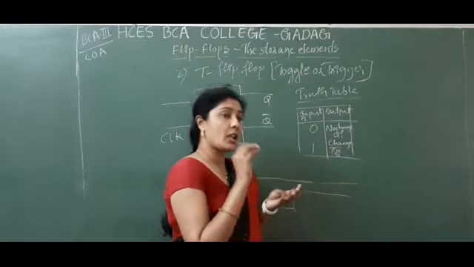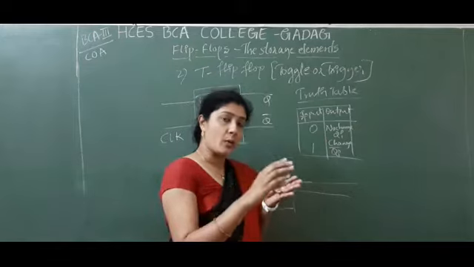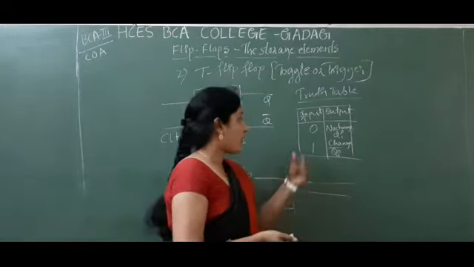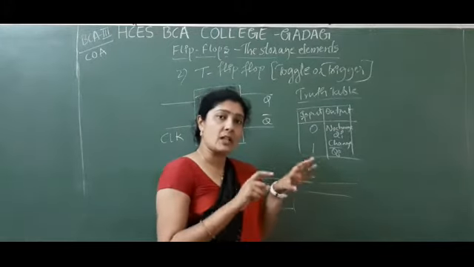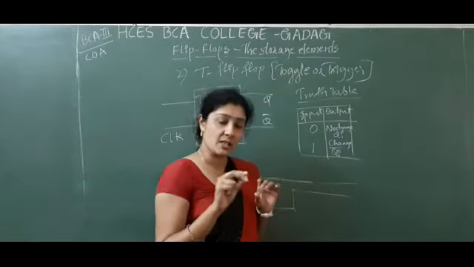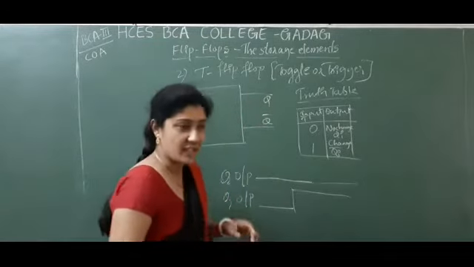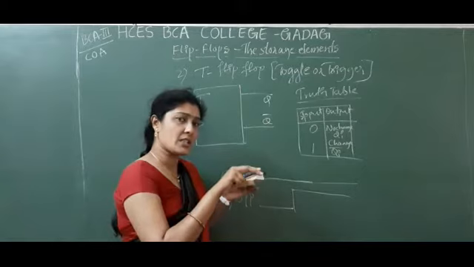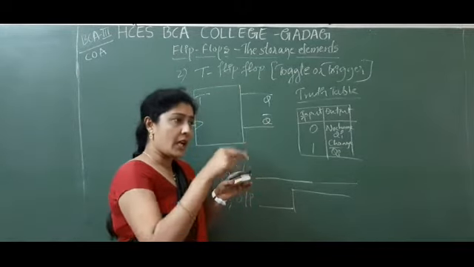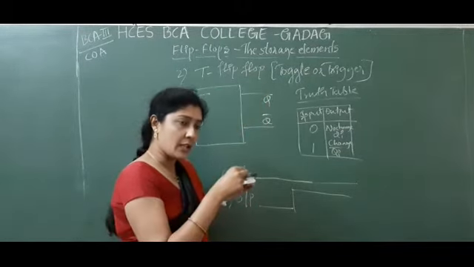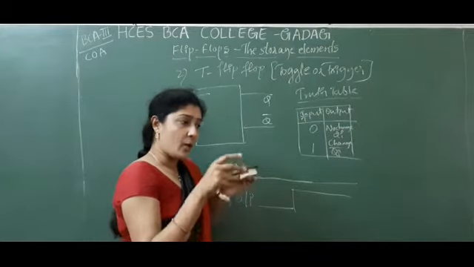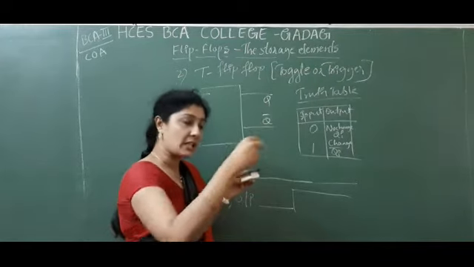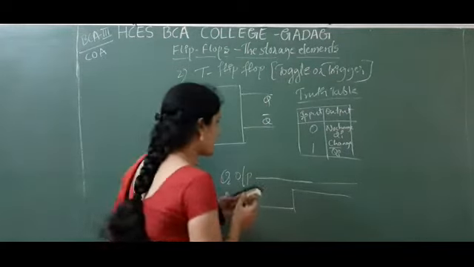Here, when the input is 0, the output remains the same. It may be either 0 or it may be 1. When the input becomes 1, then the output changes automatically. So that is the meaning of T, that is toggle or trigger. Means it changes. Initially if the output is 0 and the input becomes 0, then the output remains constant. When it is 0, if our input changes to 1, then the output suddenly changes. That is the meaning.